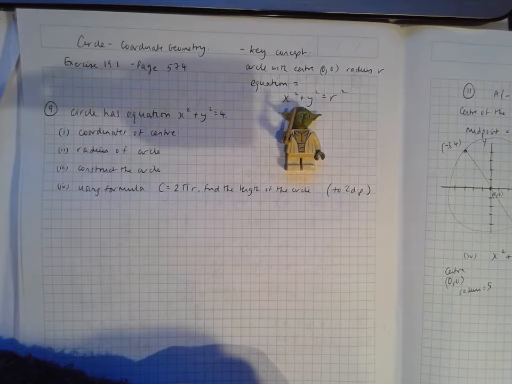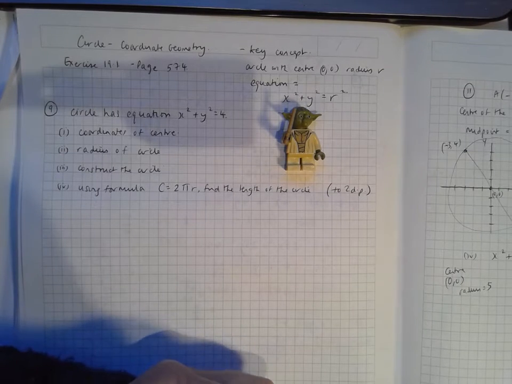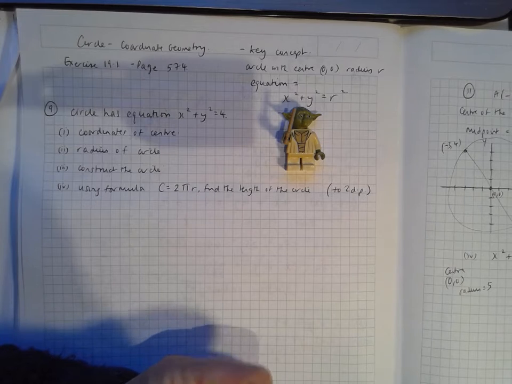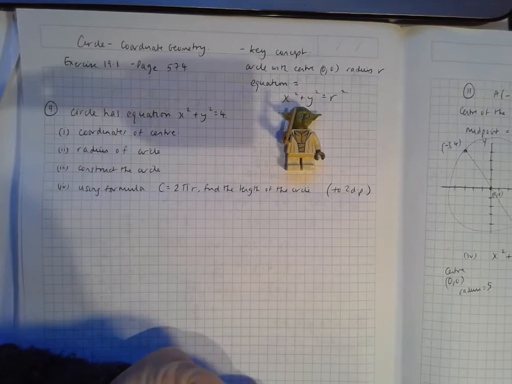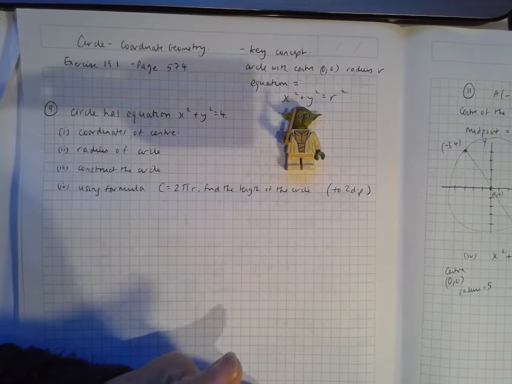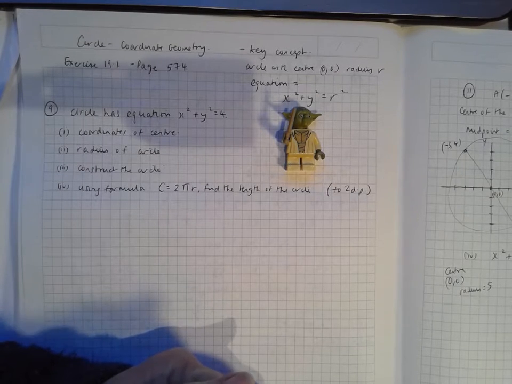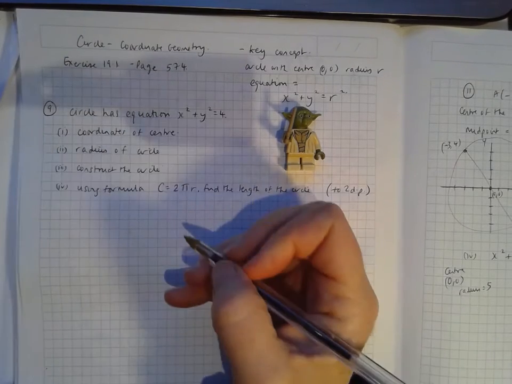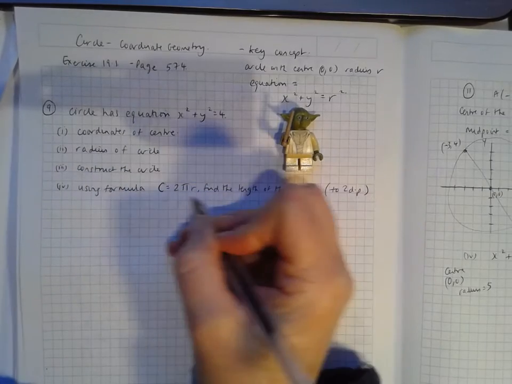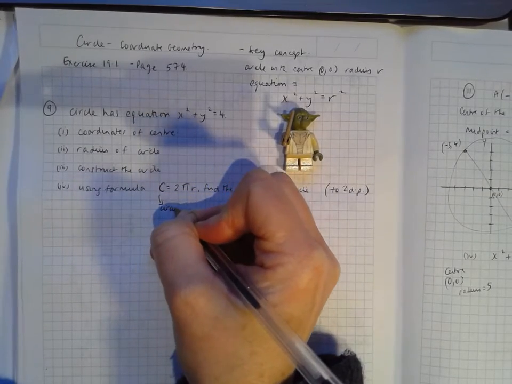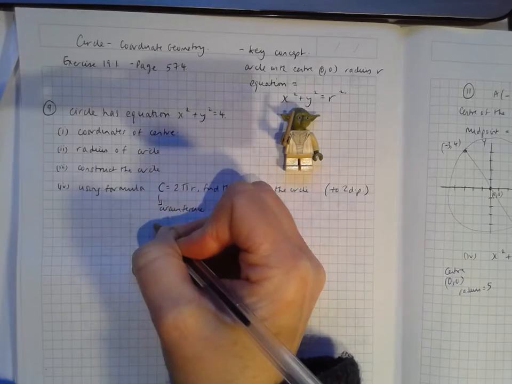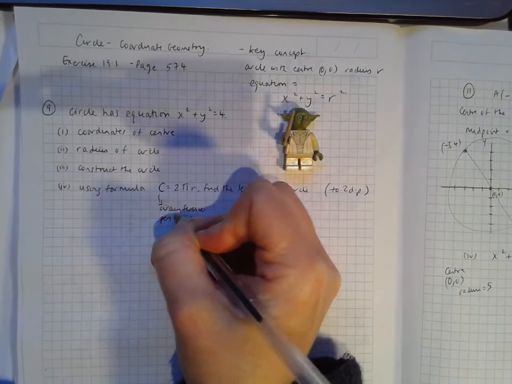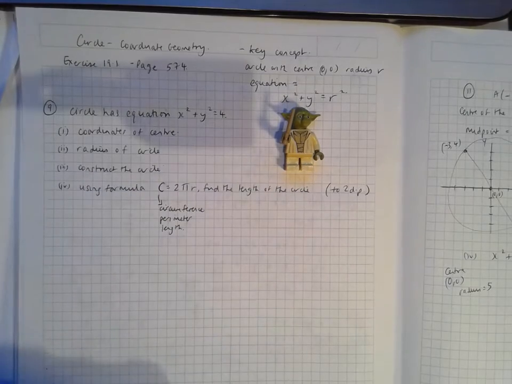I'm working from the textbook Active Maths 3, exercise 19.1, page 574, but I've written out the questions here so that even if you don't have that textbook, you can follow what we're doing. In this question, a circle has equation x squared plus y squared equals 4. We're asked for the coordinates of the center and the radius of the circle. We're asked to construct the circle, and then using the formula c equals 2 pi r, find the length of the circle. This is the formula for the circumference of a circle, which is another word for the perimeter or the length of a circle. That's what c is.